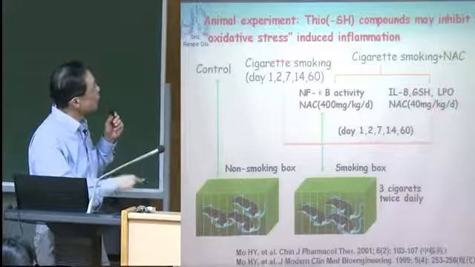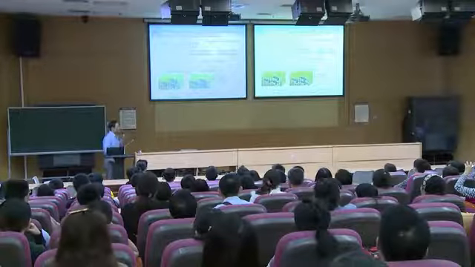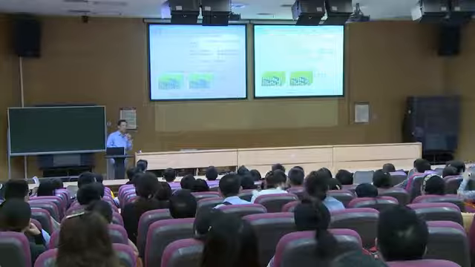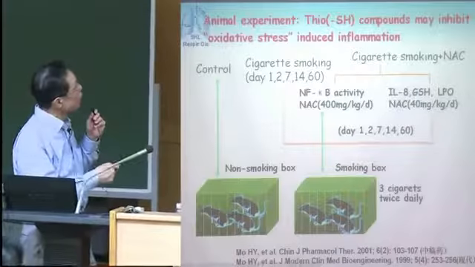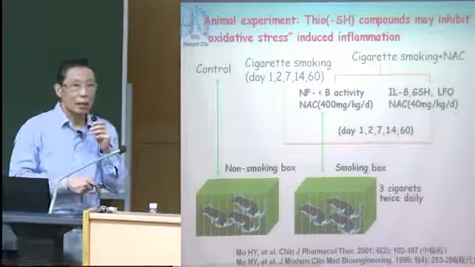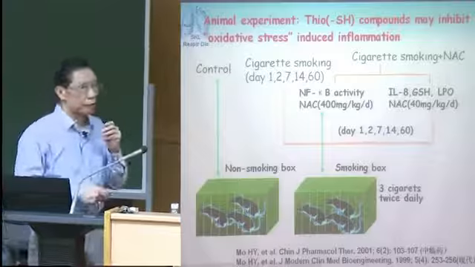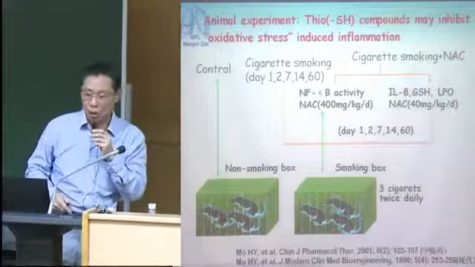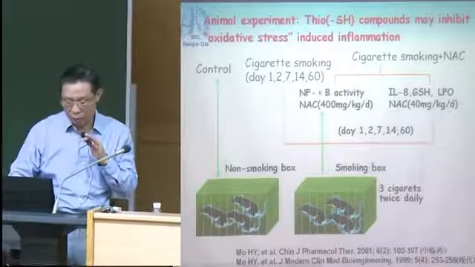In my group, we have done some laboratory work in animals and found that acetylcysteine, 乙酰半胱氨酸, which contains a thiol group, will inhibit the development of inflammation. So this is basic research. And then we are going to the clinical part.